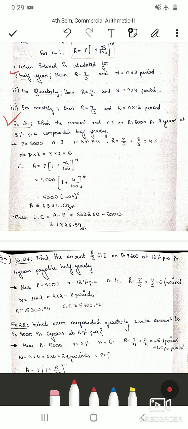The 26th problem is: find the amount and compound interest on rupees 5000 in 3 years at 8% per annum compounded half yearly. You can see it is clearly mentioned that your interest is compounded half yearly. So here you have to find out the amount and compound interest. Amount is unknown, principal is 5000, N is 3, R is 8%.